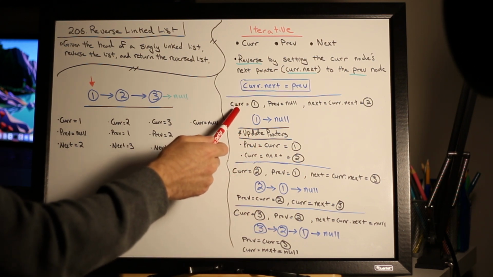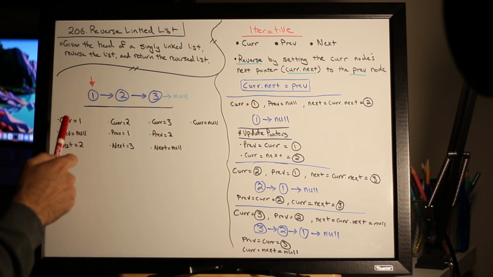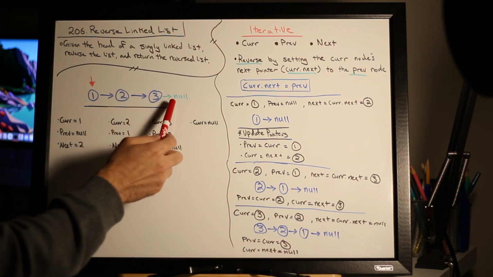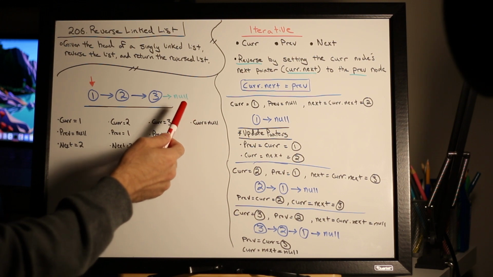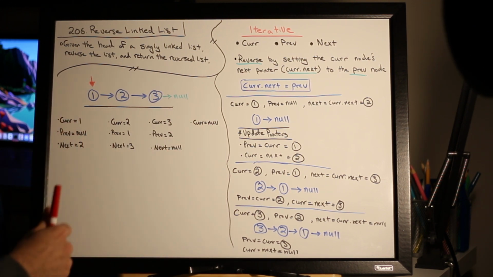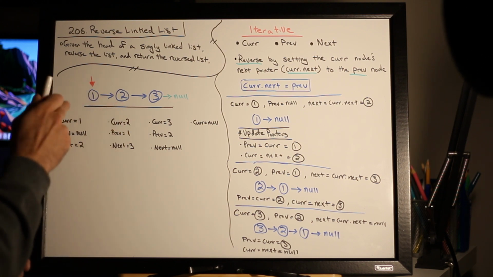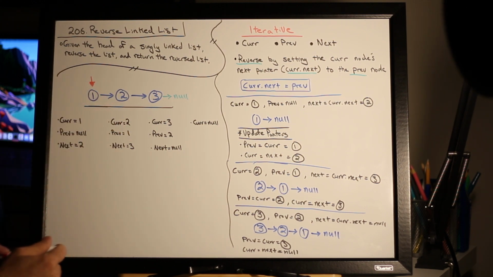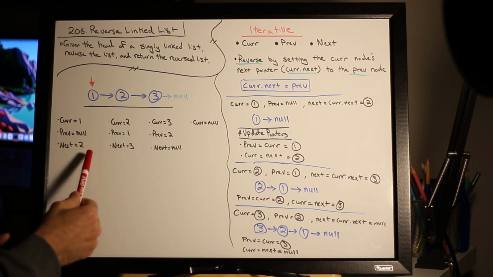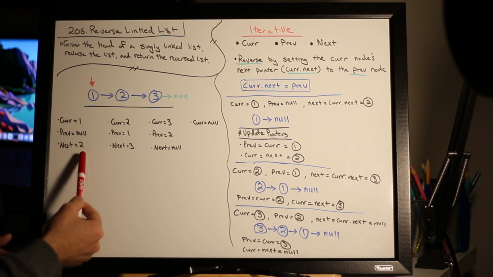So if current node is equal to 1, where this red arrow is, then our previous pointer is equal to null. Like I mentioned earlier, you can think of the last node in a linked list pointing to null. You can also think that way of the previous pointer to the head, since it's empty, it's pointing to null as well. And then the next node is just current.next, and 1.next is equal to 2. So we have our next pointer equal to 2.